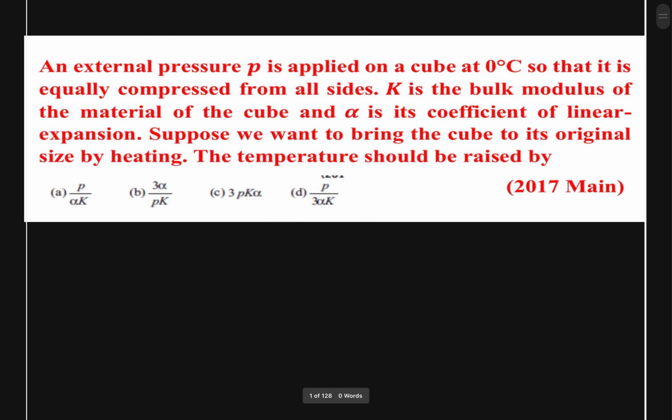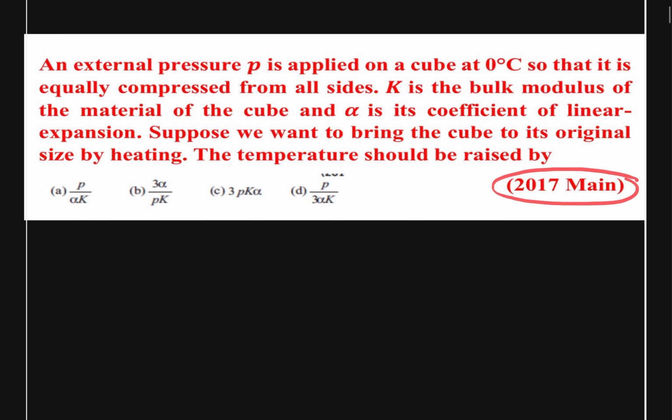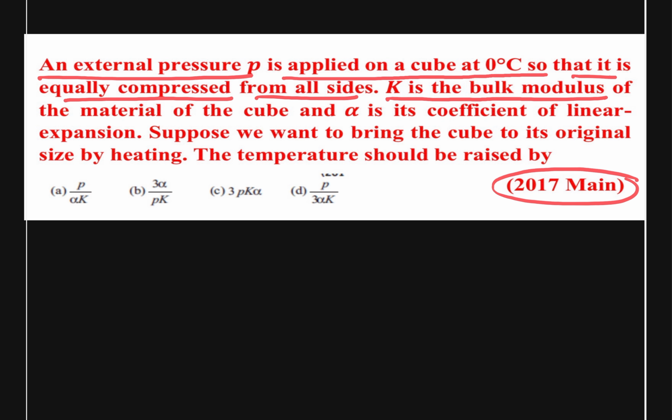So the first question, it was asked in the year 2017, and it states that an external pressure P is applied on the cube at 0 degrees centigrade so that it is equally compressed from all sides. K is the bulk modulus of the material of the cube and alpha is its coefficient of linear expansion. Suppose we want to bring the cube to its original size by heating. The temperature should be raised by.